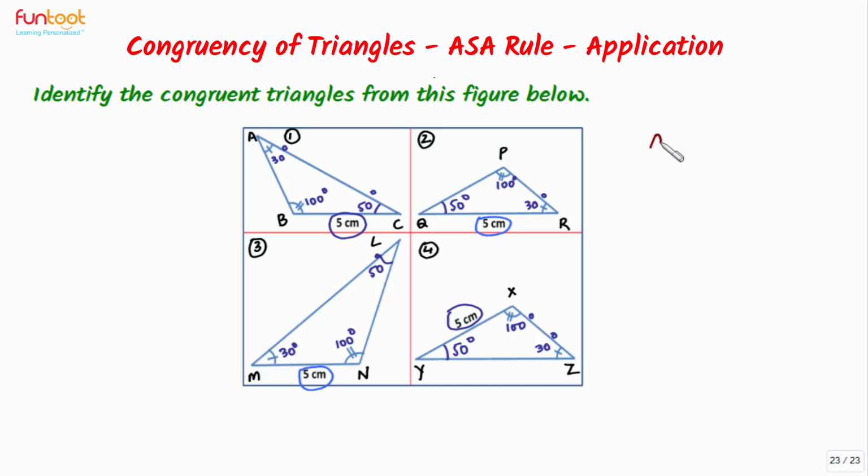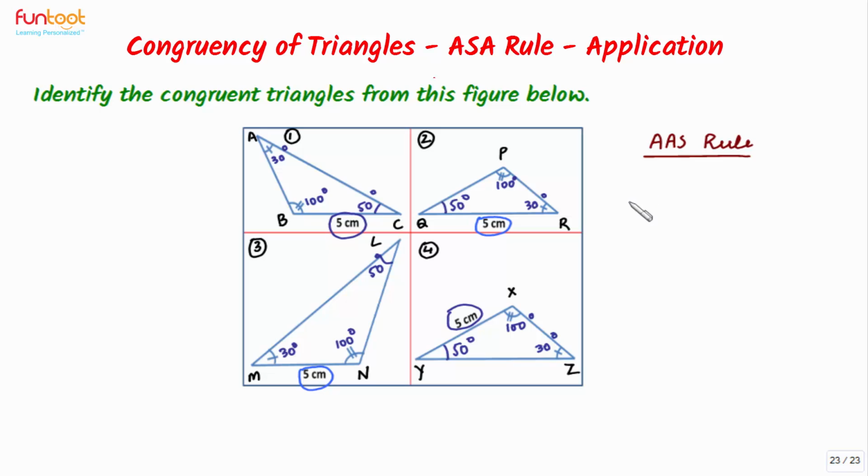Now let's turn our attention to AAS. We have already understood that in triangles 1 and 4, the 5 cm side is included between angles of 100 degrees and 50 degrees. That is why this is the corresponding side. And in triangles 2 and 3, the 5 cm side is included between 50 degrees and 30 degrees here, and 30 degrees and 100 degrees here. That is why 5 cm is not the corresponding side in these two. So we can say that triangles 1 and 4 are congruent by the AAS rule also, because this angle of 30 degrees is equal to this angle of 30 degrees, and this angle of 100 degrees is equal to this angle of 100 degrees. And 5 cm here and 5 cm here, as we have discussed, is the corresponding side.